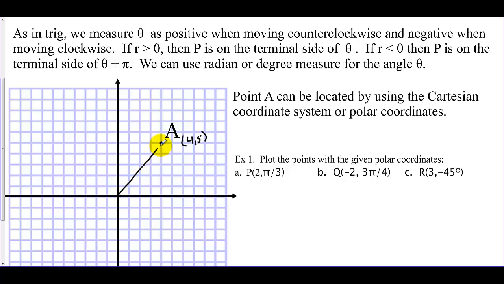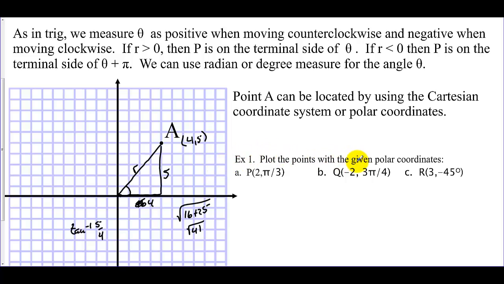We would need the length of the radius of a circle that passes through A, and we would need this angle. And we could do that by using the Pythagorean theorem to find r, the radius of the circle. This side would be 4, this side would be 5, so it's the square root of 16 plus 25, that's the square root of 41. And then we could find this angle by doing the inverse tangent of 5/4, whatever that would be.